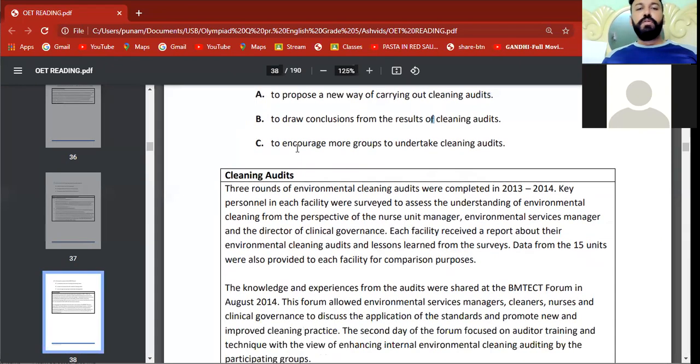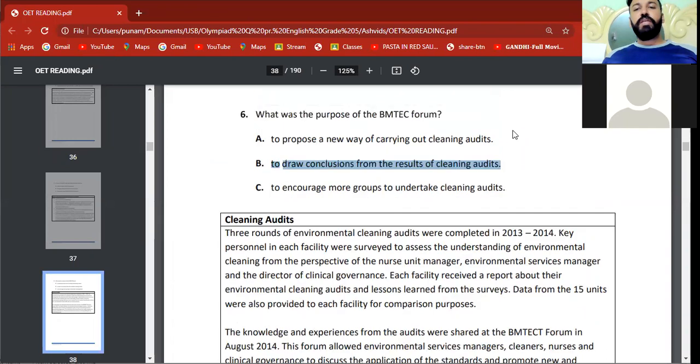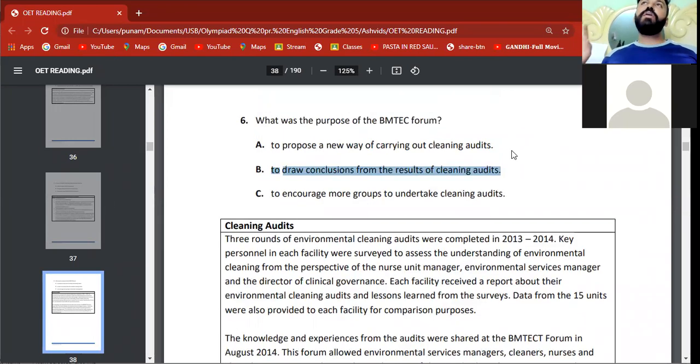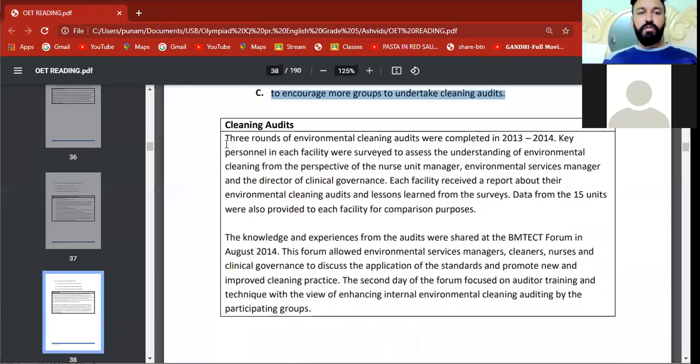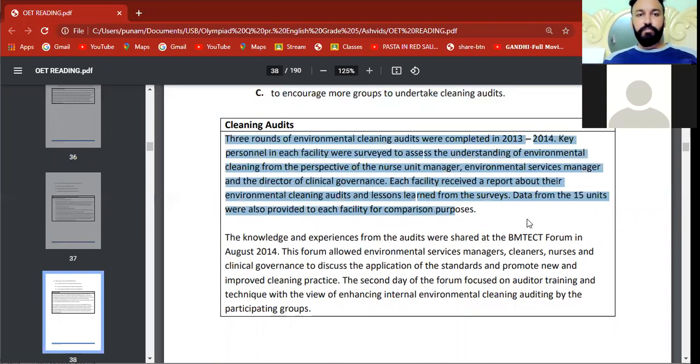Next, B: to draw conclusions from the rest of the cleaning audit. So second is drawing conclusions. First is new way, second is drawing conclusions. C: to encourage more people to undertake cleaning audits. So encourage more people to undertake cleaning audits. So third is encouraging to take audits. So a new way, conclusion, encourage. Okay, now let's go for the paragraph. Read it, please.